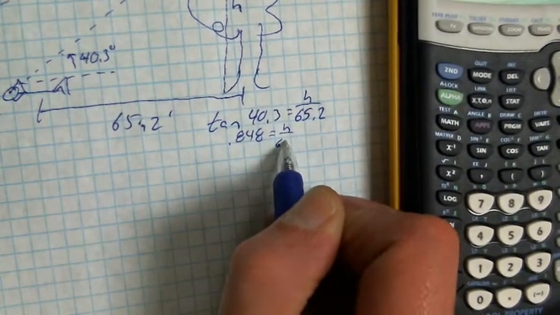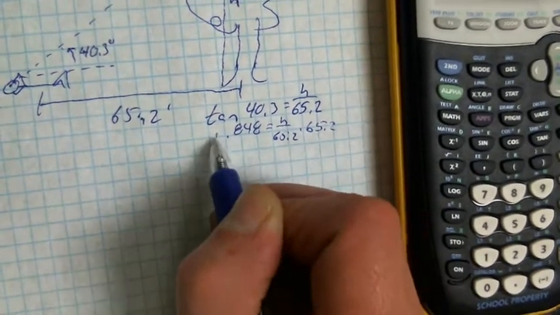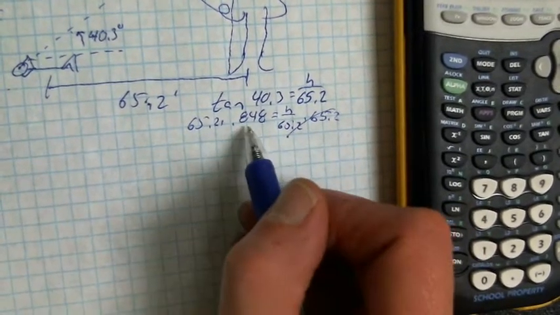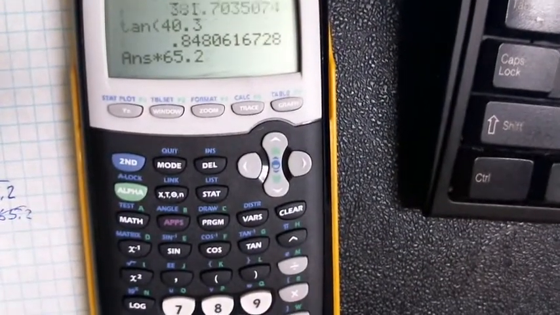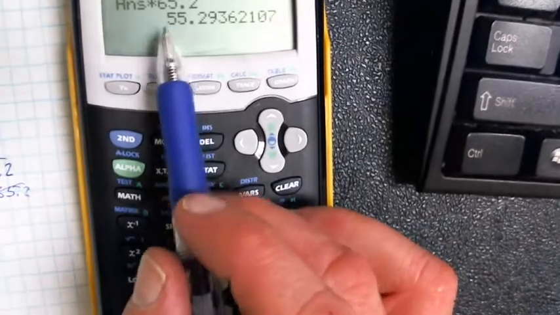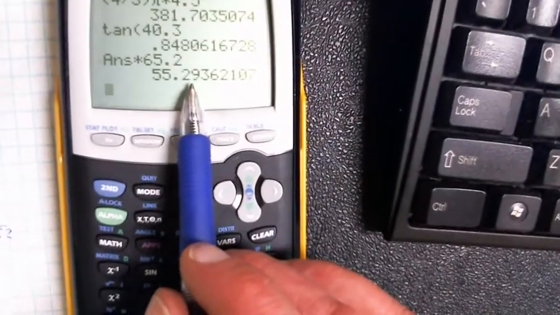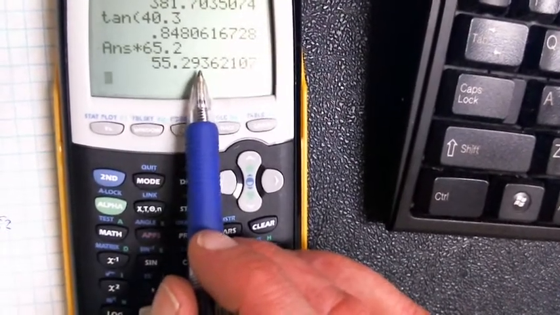H over 65.2. Multiply both sides to get rid of the denominator. And multiply 0.848 times 65.2. 55.293. We're supposed to go to the nearest hundredth, so that's tenths place, hundredths place. 3 rounds down, 55.29.